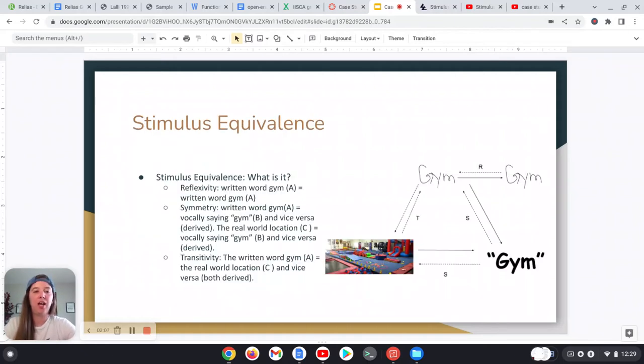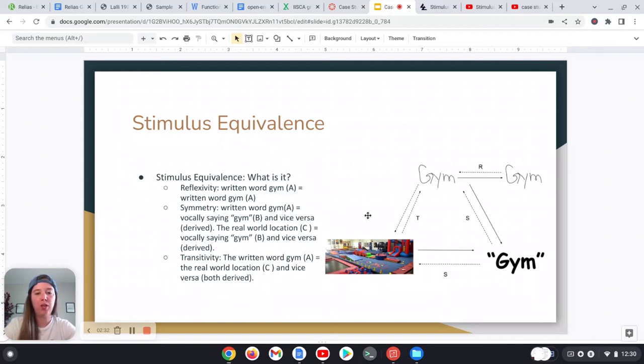Now we're going to do this using stimulus equivalence. Stimulus equivalence is just identifying relationships between non-identical stimuli without specific training. So they form these relationships. Some of them are through training, and then some of them are derived. So they're the result of not having specific training.